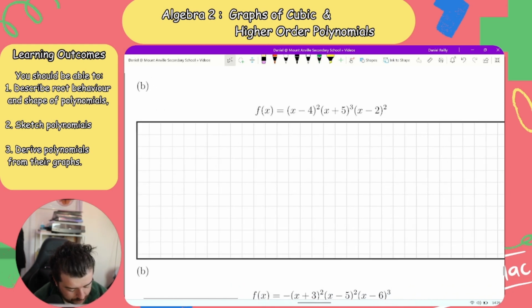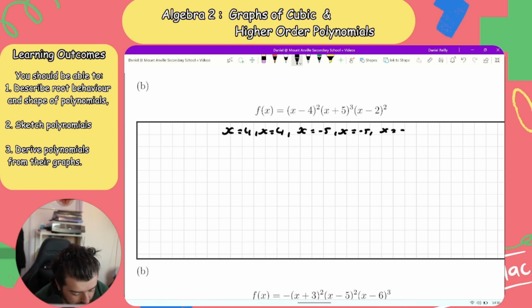Right, another one here. x is minus 4, so square it. So x is equal to 4 is 2 roots. x plus 5 cubed, so it'll be x is equal to minus 5, three times, and I'm finding out x is equal to 2 and x is equal to 2. So what's my degree here? Well, how many roots do I have? 1, 2, 3, 4, 5, 6, 7. So my degree is 7.